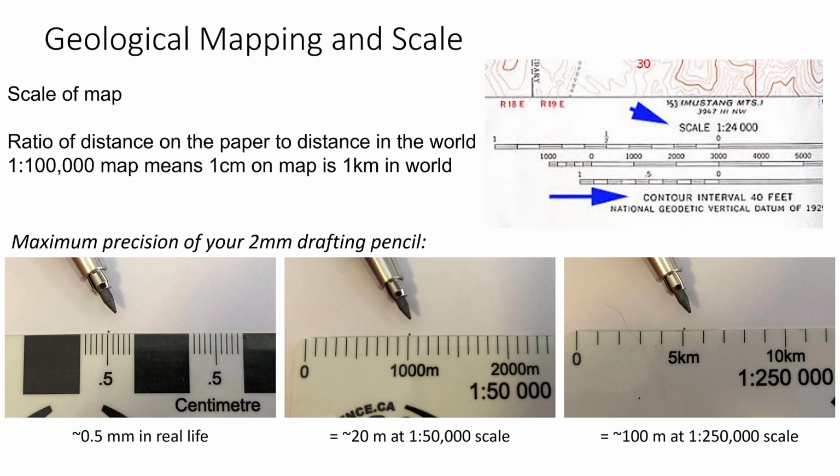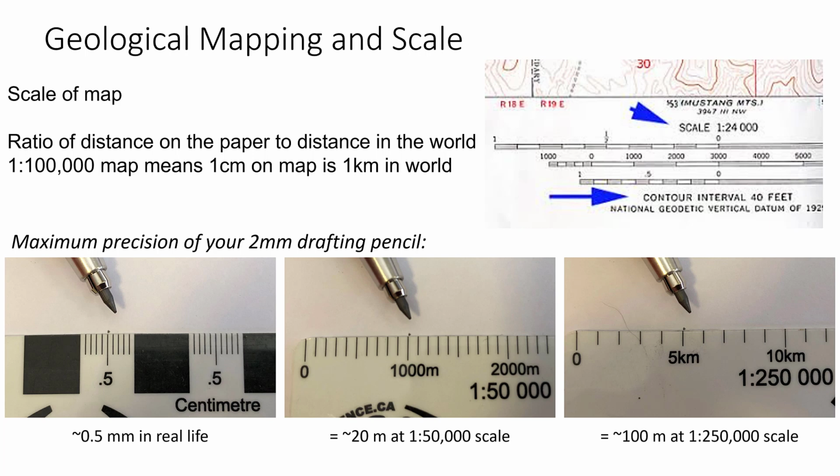So a scale of 1 to 100,000 on a map means that 1 centimeter on the map is equivalent to 1 kilometer in the real world. So one of the questions that we have to ask ourselves as we're making maps and going on traverses is, what level of detail can we actually incorporate into our maps? And for that, to figure that out, we simply need to look at the tools we're working with.